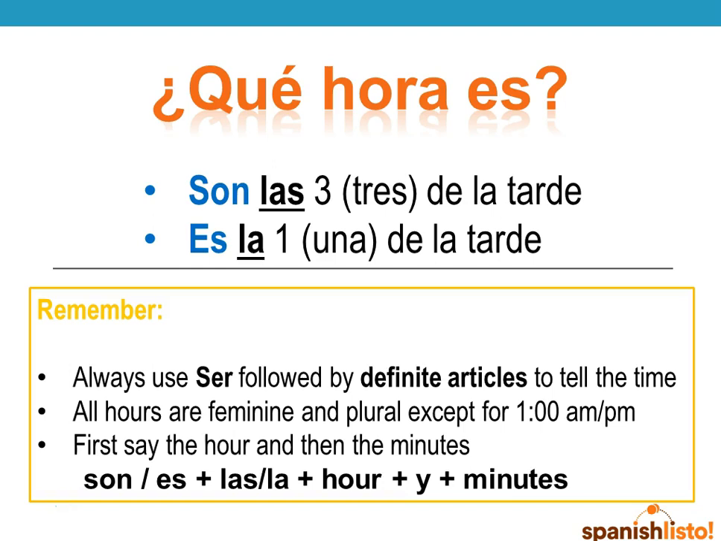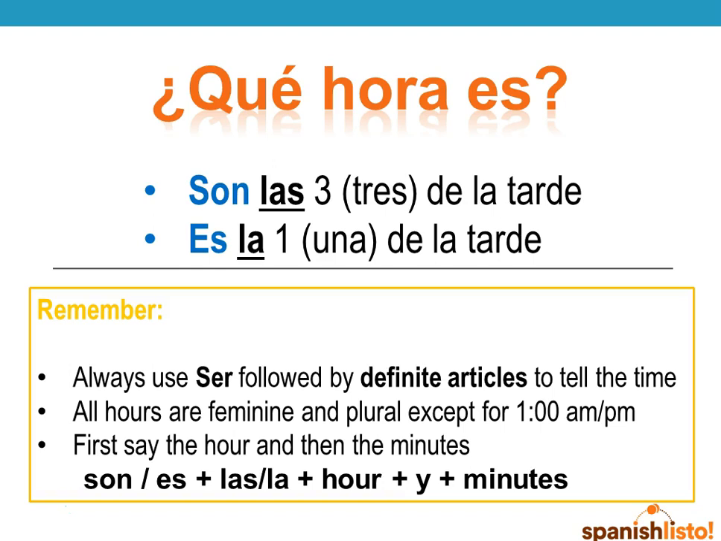In Spanish, the formula to tell the time is always son, las, then the number that you want to say, and then you say tarde if it's afternoon or mañana if it's in the morning. The only exception that we find with this formula is that we need to use es, and es is used to express only 1 o'clock. When we're talking about 1, we have to say es and not son.